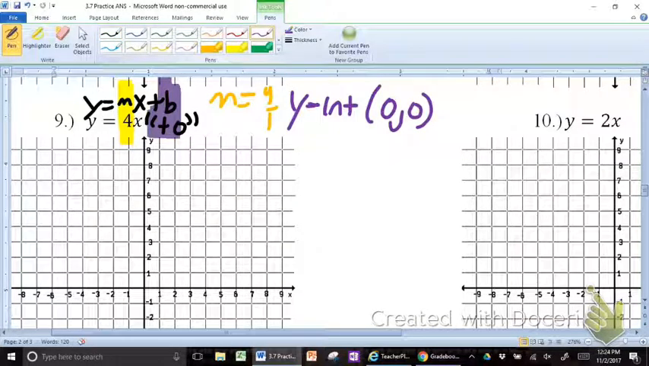All right, so I'm going to plot the point (0, 0) at the origin. My slope of 4 tells me to go up 4 and to the right 1. Again, because it's positive, I go up, and then I connect the dots to form that line.